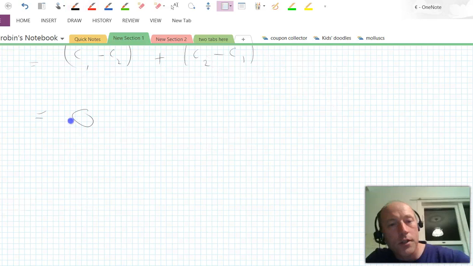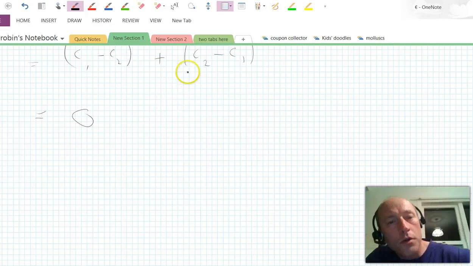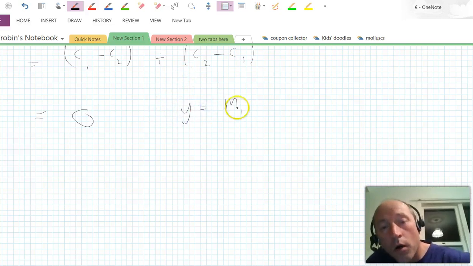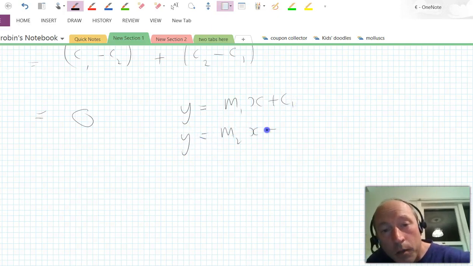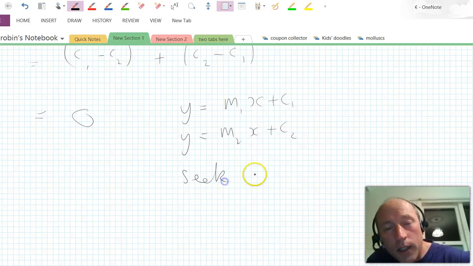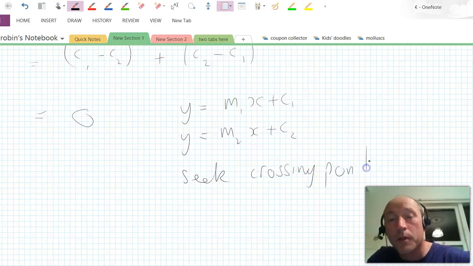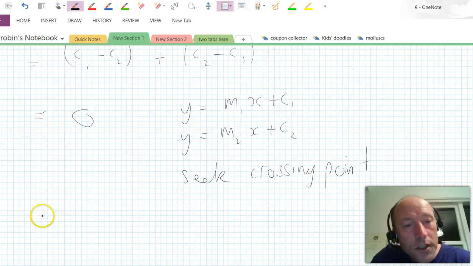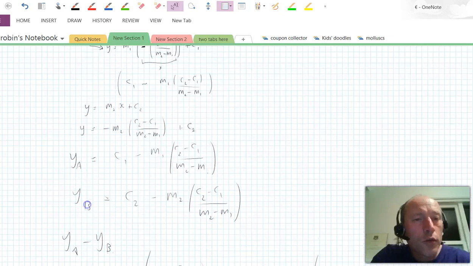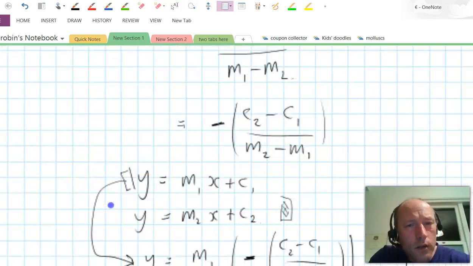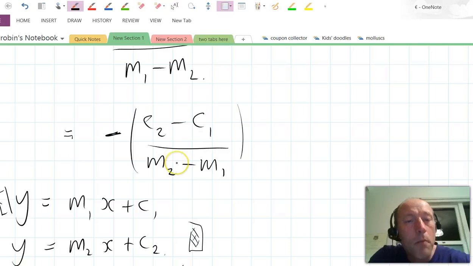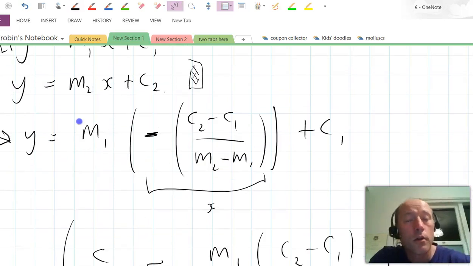Okay, so now we've got this nice way of thinking. Just to summarize exactly what we've got, we've got y equals m1x plus c1, we've got y equals m2x plus c2, and we seek the crossing point, the intersection, I guess, the mathematical point. Okay, which is at x equals, what was it? Oh, there it is. Look, need to pinch in a little bit. It's this thing here, minus (c2 minus c1) over (m2 minus m1).